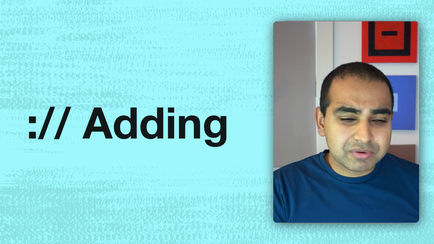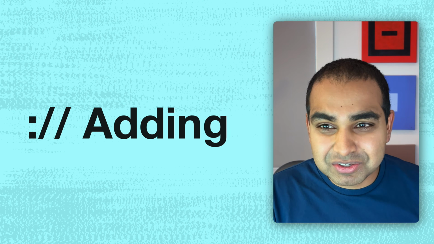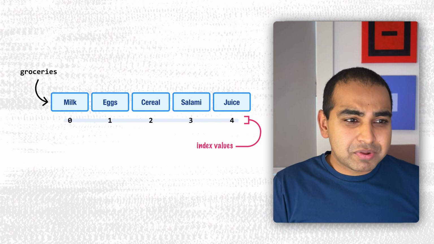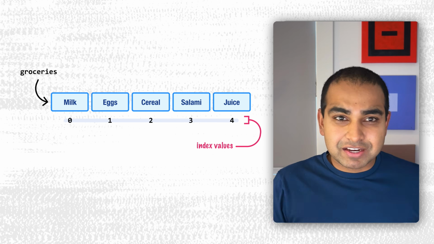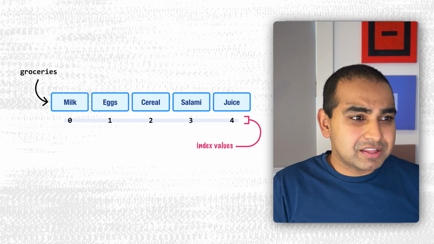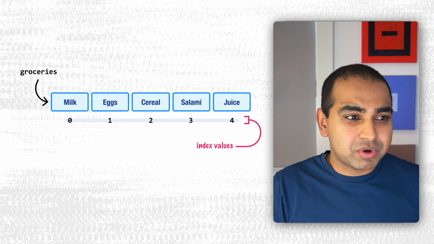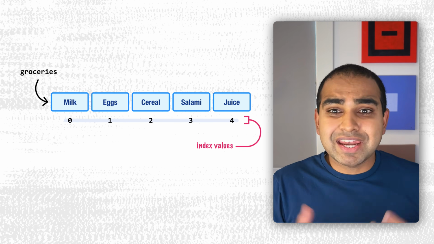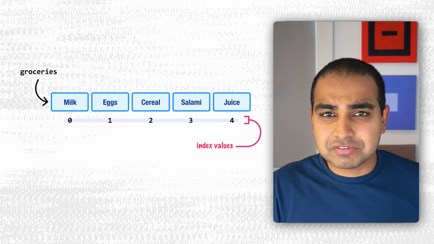Let's start by looking at what it means to add items to our array. So at a surface, the way we typically represent arrays is as a list of items, as a collection of items. Here you can see them represented horizontally, where you have milk, eggs, cereal, salami, and juice. And we give our array a name. In this case, our array is called groceries.